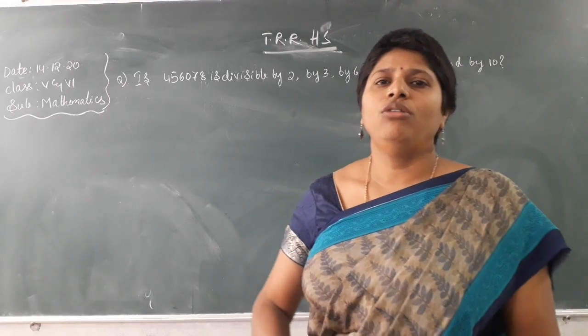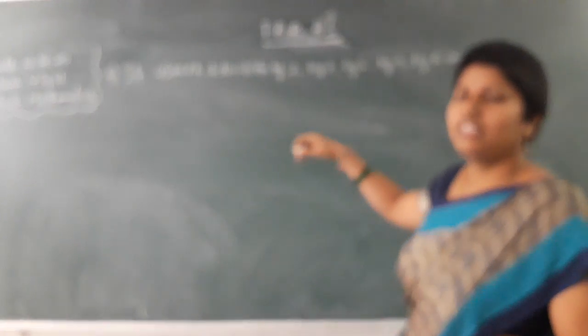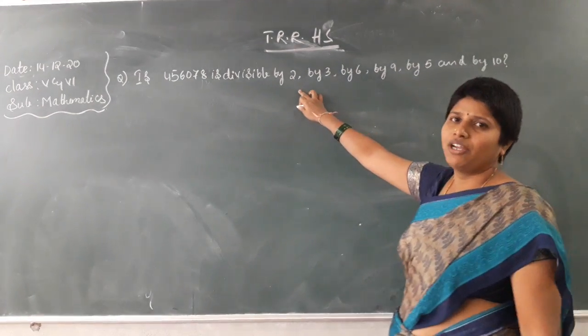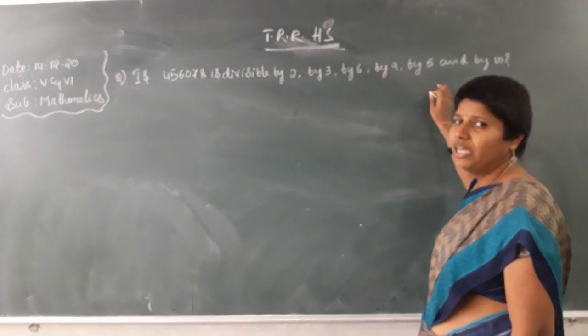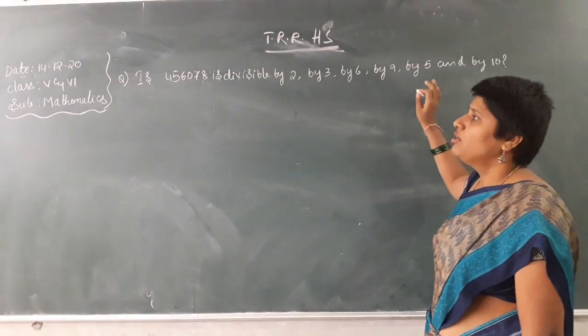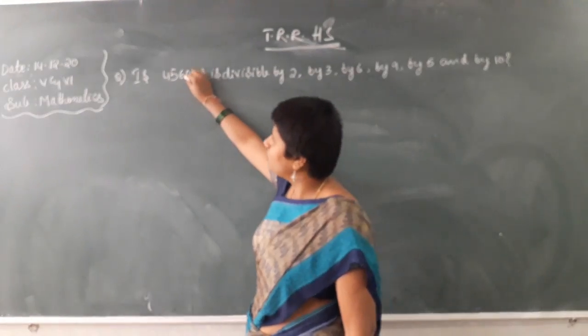As you all know, we have studied these divisibility rules. In the last class we saw divisibility by 2, by 3, by 6, by 9, by 5 and by 10. Okay. So here I have taken one example. This is my number. So what is the number?